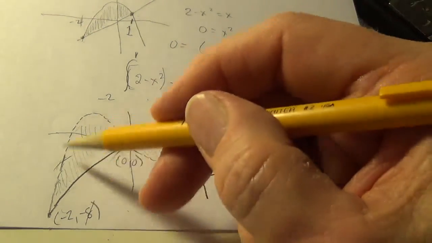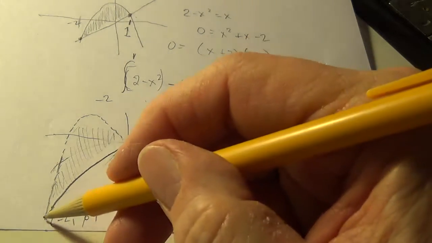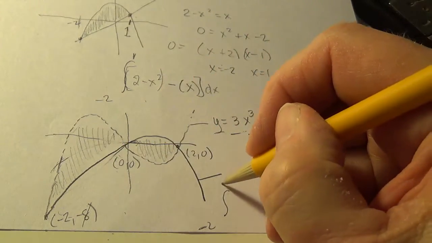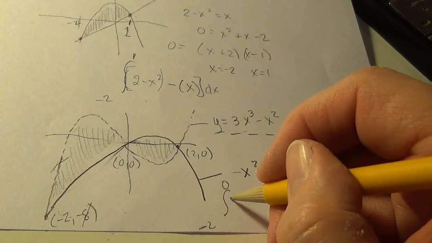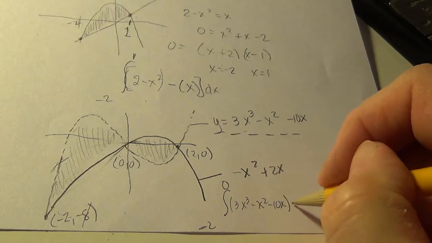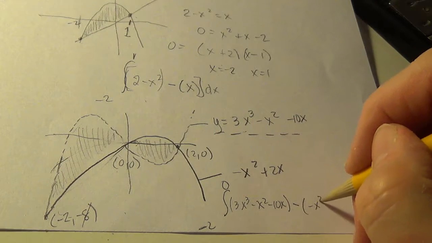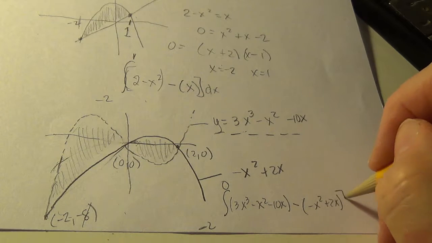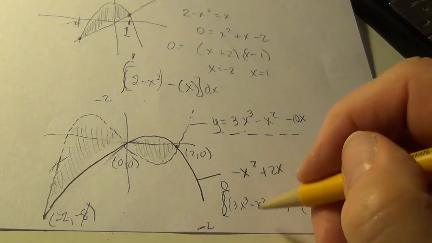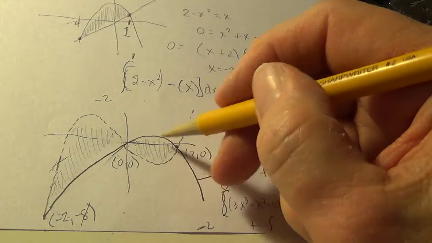So on the first integral, the upper curve is this one. So we're going to have the integral from the x value only, minus 2 to 0. And we're going to have the upper curve, which is 3x cubed minus x squared minus 10x, minus the lower curve, negative x squared plus 2x. And before you integrate, you can combine all like terms.